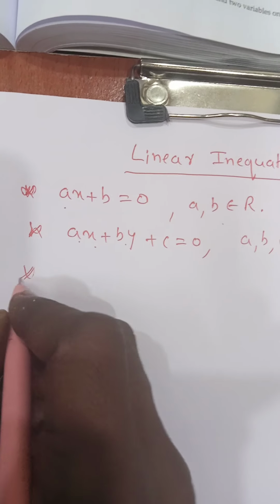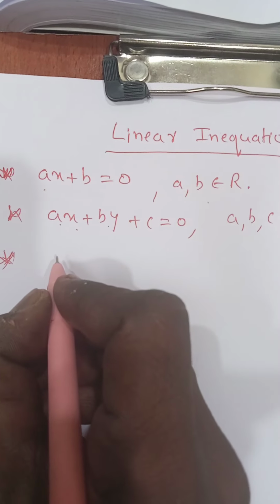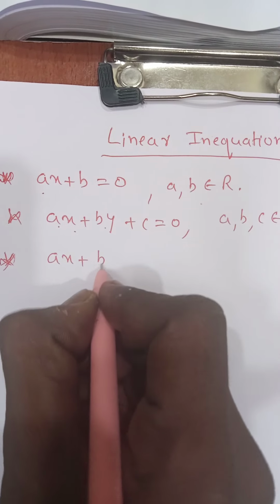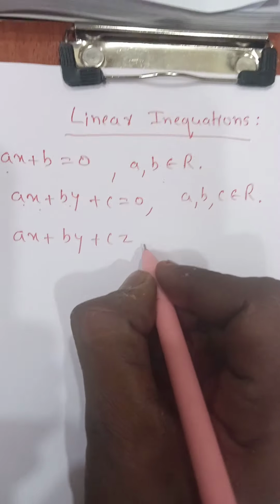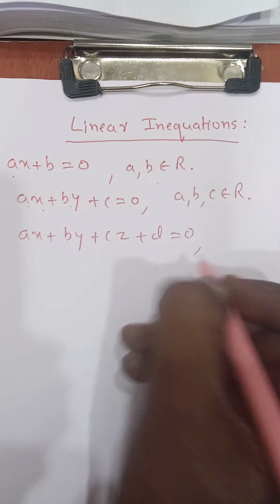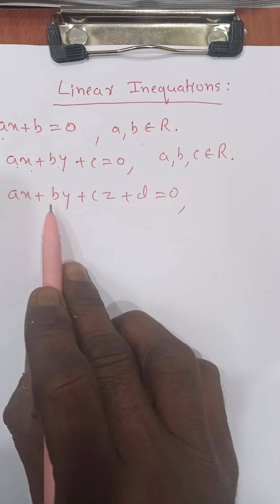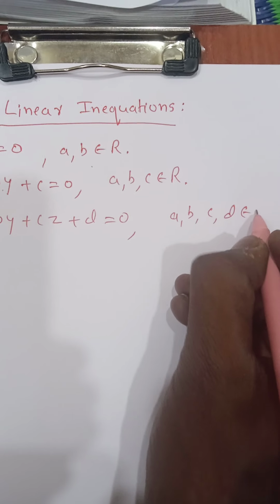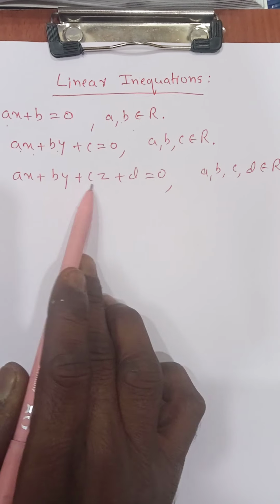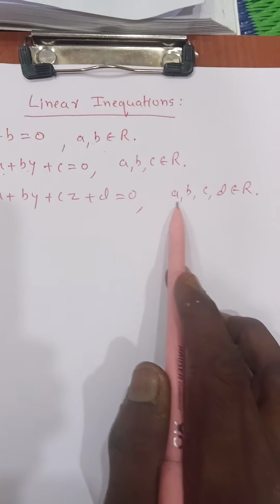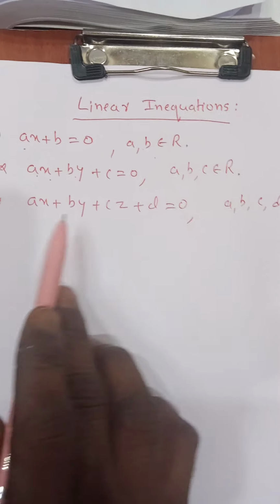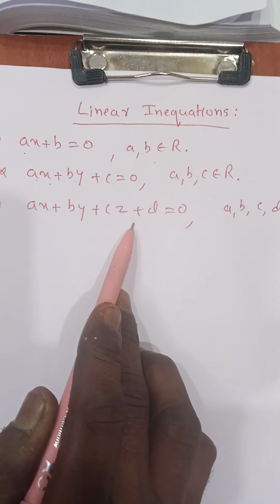Now I'm going to write the standard form, the general form of the linear equation in three variables, that is ax plus by plus cz plus d equal to 0, where these coefficients a, b, c, d belong to the set of real numbers. Not only real numbers, if you want you can take a, b, c, d from the integers also. If a, b, c, d belong to the integers, then we call it an integral linear equation in the three variables x, y, z.